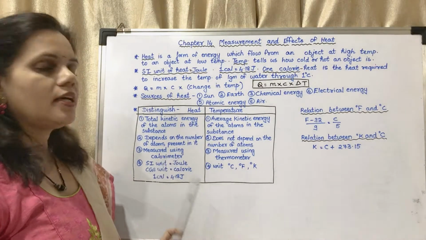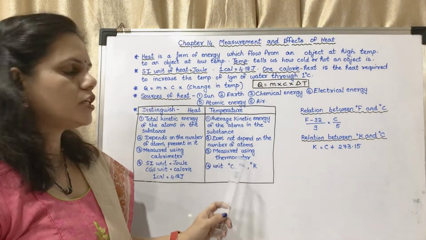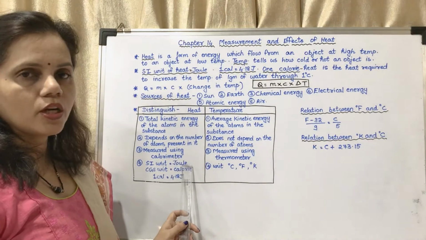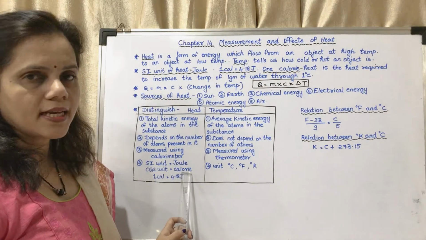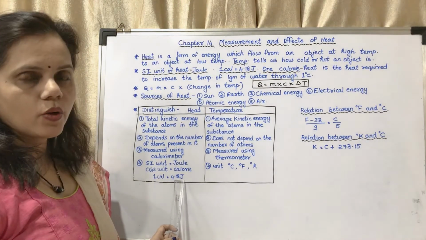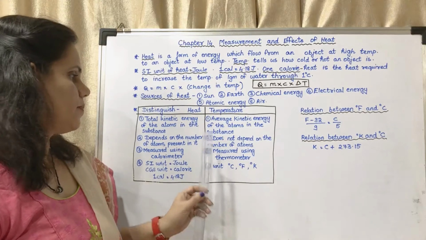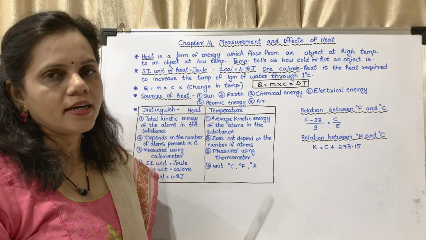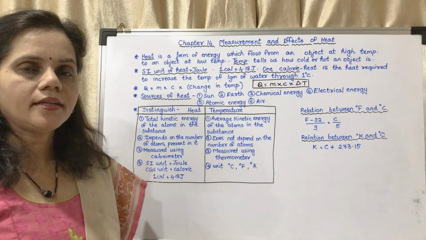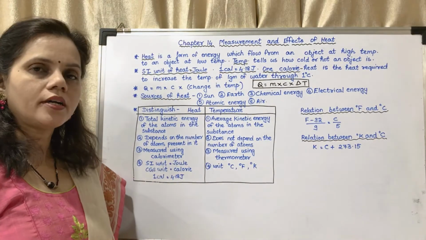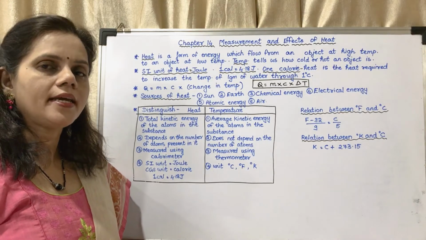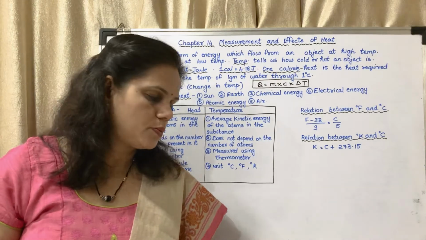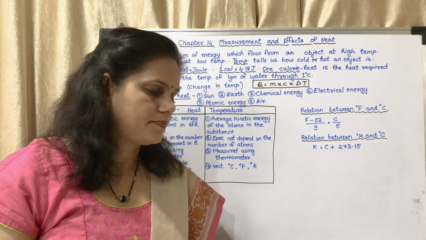Heat is measured using a calorimeter. Temperature is measured using a thermometer. The SI unit of heat is the joule. The CGS unit is the calorie. 1 calorie is equal to 4.18 joules. For temperature, the unit is degree Celsius, degree Fahrenheit or Kelvin. This you may write in your notebook. It is a very important question: distinguish between heat and temperature. So you might have understood the main difference between heat and temperature.